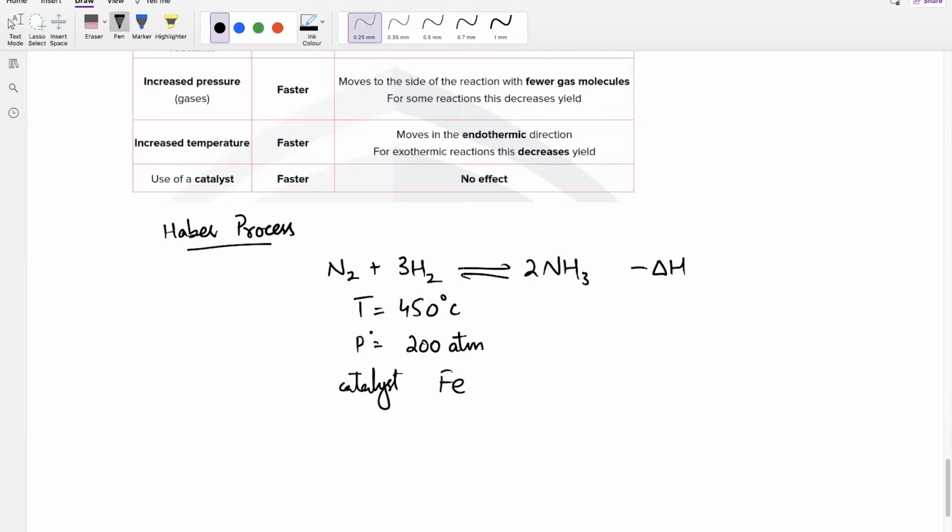Also important things, what is the source of nitrogen? So source of nitrogen is fractional distillation of air. And source of hydrogen, again, you need to remember this. Source of hydrogen is cracking iron.